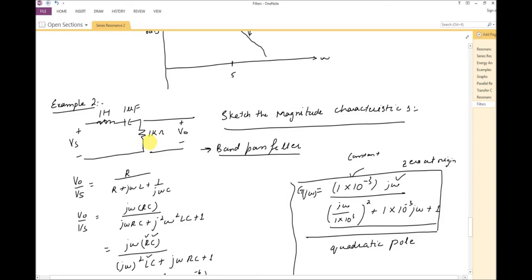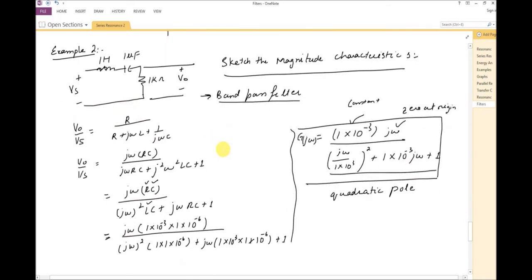But now if you have to sketch it for the output value which is taken across the inductor and capacitor values, then it will be a band reject filter. In this case it was a band pass filter.